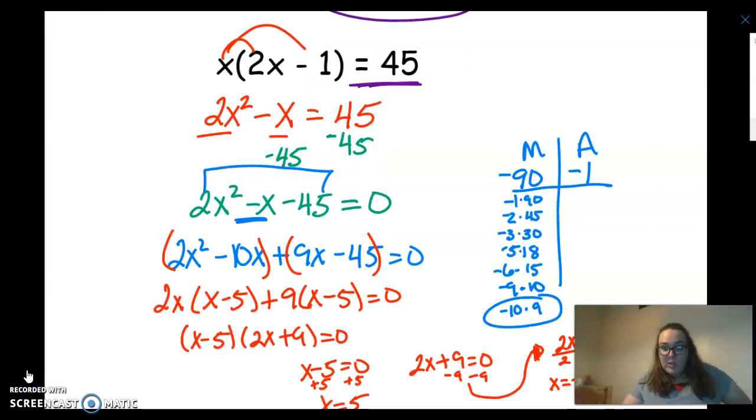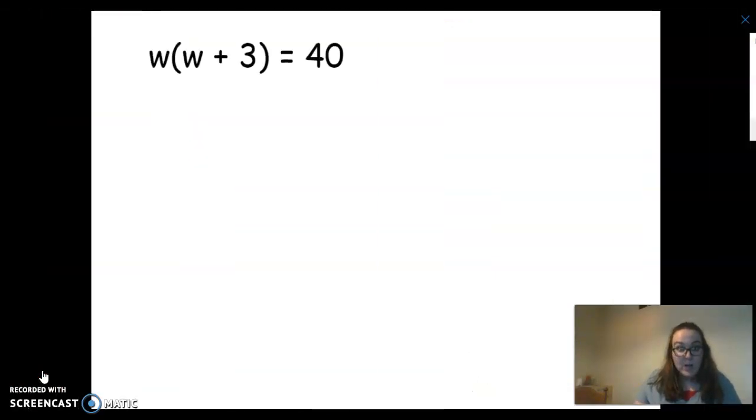Alright, there is what you should have, okay, when you get your x equals. So I have an x equals 5 down here, and then I also have x equals negative 9 over 2, okay. So here is another example, okay. If I have w times w plus 3 equals 40, very similar to that last one. I want you to pause and distribute it and see what you get.